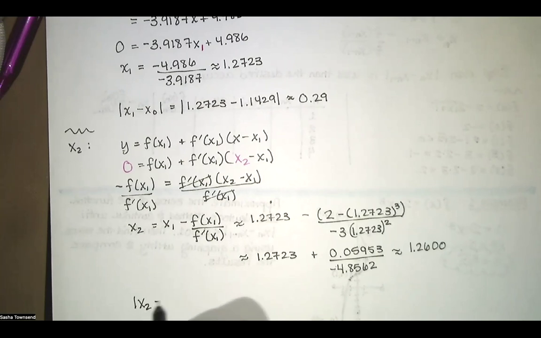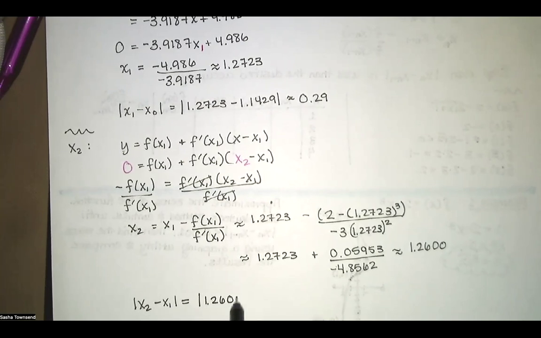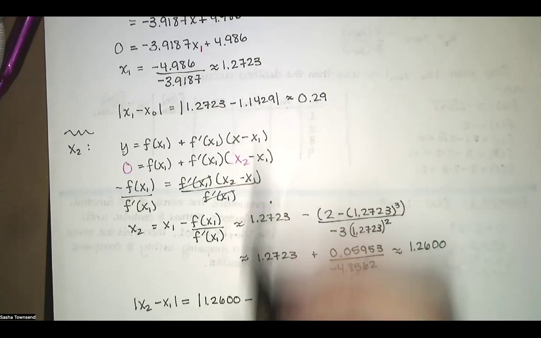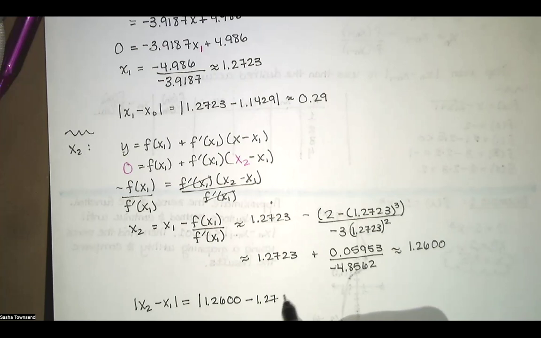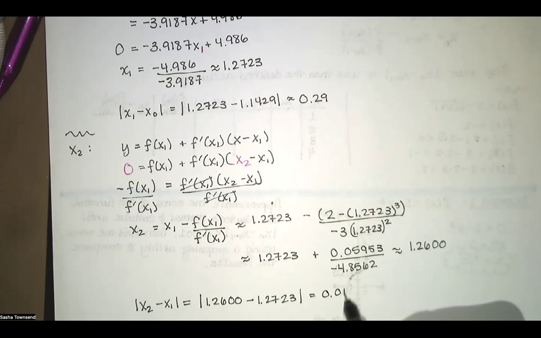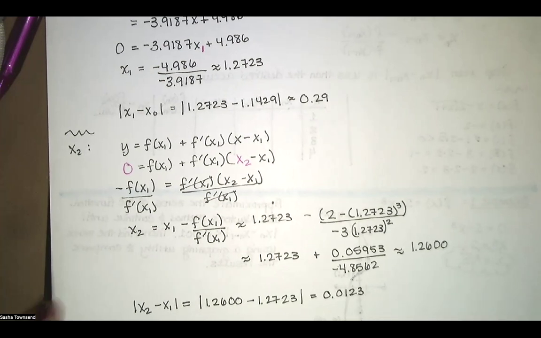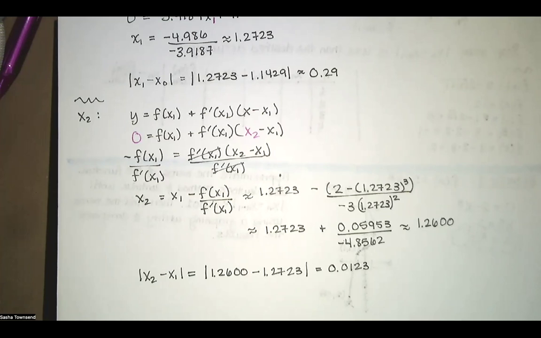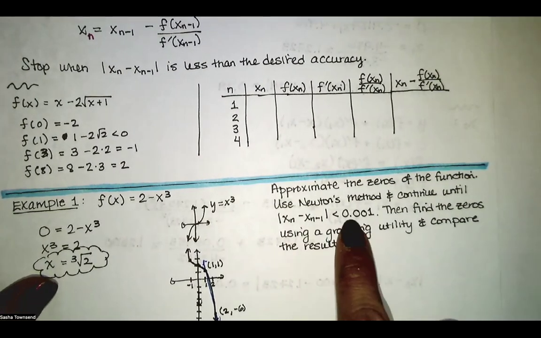And then I'll look at the difference between x1 and x2. So we've got the absolute value of 1.2600 minus 1.2723. And so we're going to get 0.0123. So the difference between the successive values is a little bit more than 1/100th. So we're not quite where we want to be yet. We're trying to get that difference to be less than 0.001.